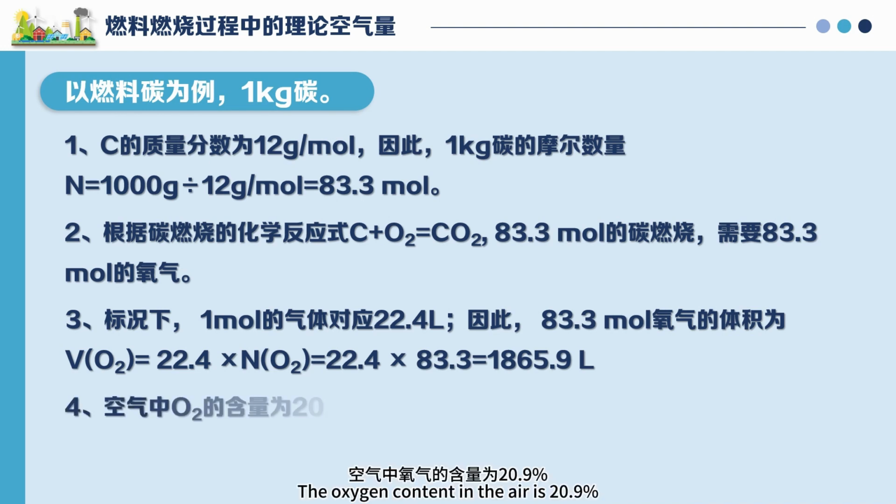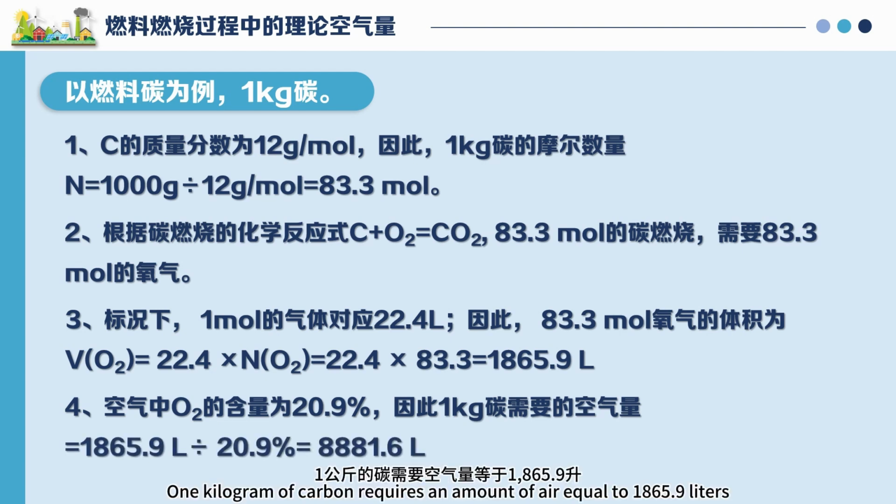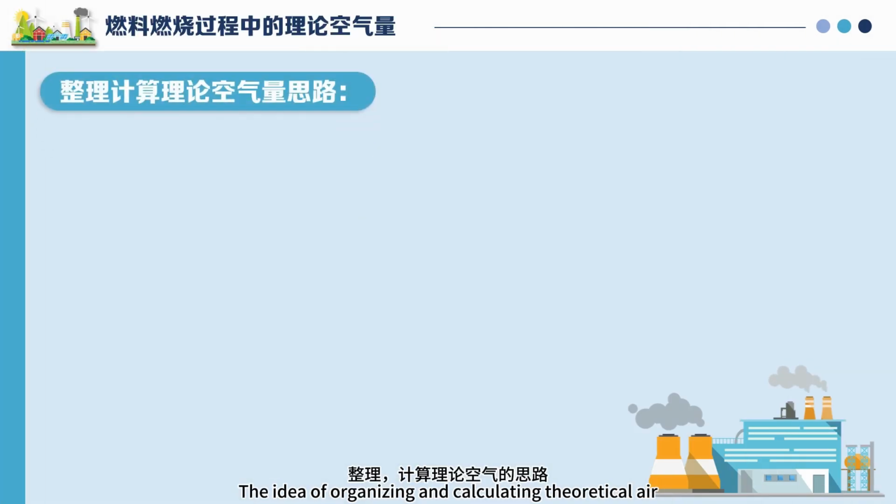1865.9 liters. The oxygen content in the air is 20.9%. Therefore, 1 kilogram of carbon requires an amount of air equal to 1865.9 liters divided by 20.9%, which equals 8,881.6 liters.